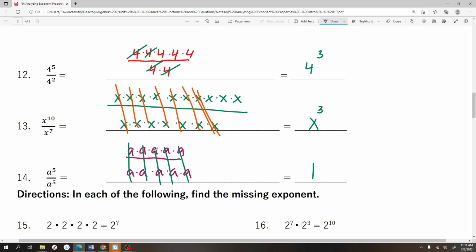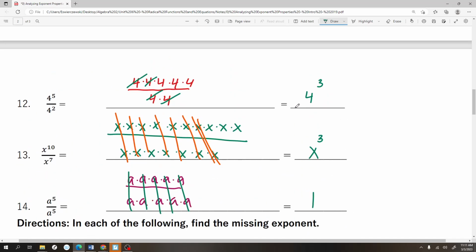We're going to stop the video there. I will pick up with the other exponent properties in the next video.